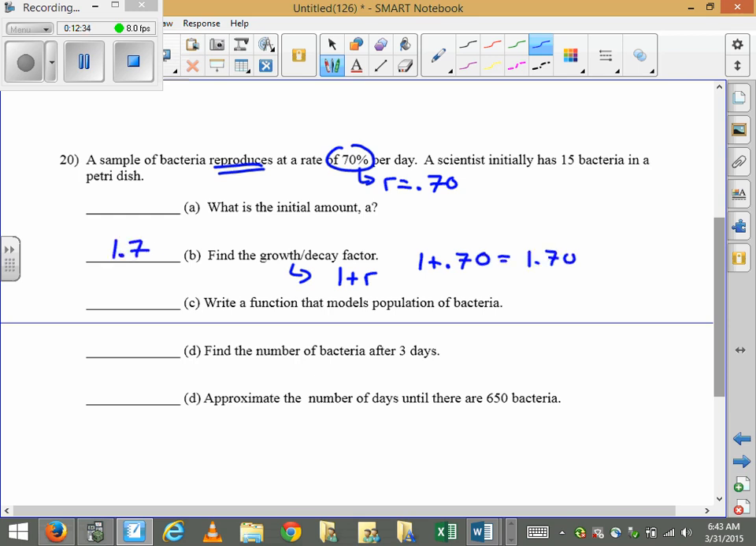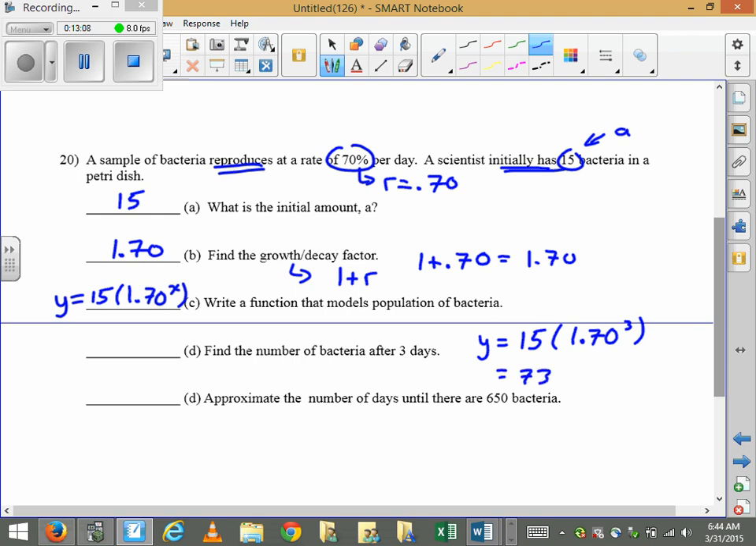The initial amount, a scientist initially has 15 bacteria, so there's A. So 15 there. So the function here is going to be y equals 15 times 1.70 raised to the x power. So how many bacteria are there after 3 days? So 15 times 1.70 raised to the third, and that to me is as simple as plugging into the calculator. So 73.7, so we could say 73 or 74. Either one of those would be fine.